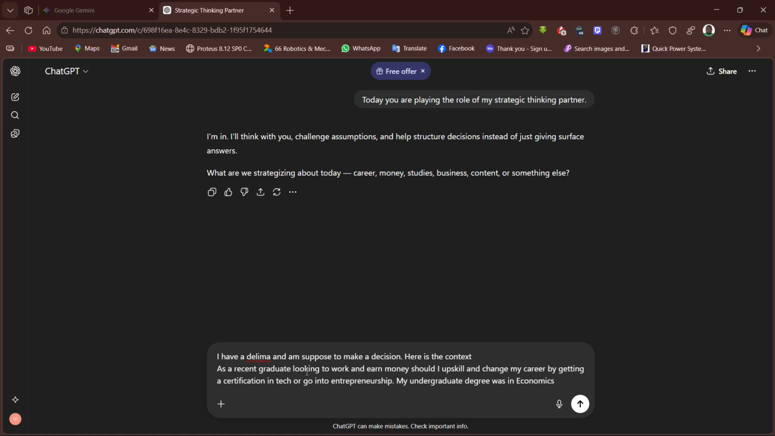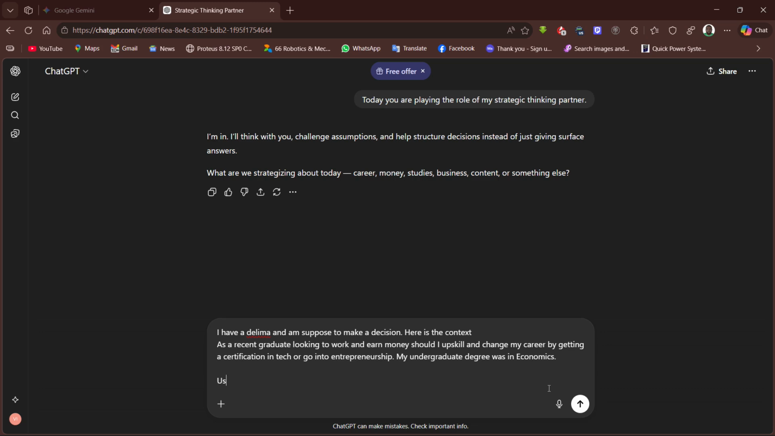As a recent graduate looking to work and earn money, should I upskill and change my career by getting a certification in tech or going into entrepreneurship? My undergraduate degree was in economics. Now, use the strategy framework to help me analyze these two options more effectively. It says use the strategy framework to help me analyze these two options more effectively.